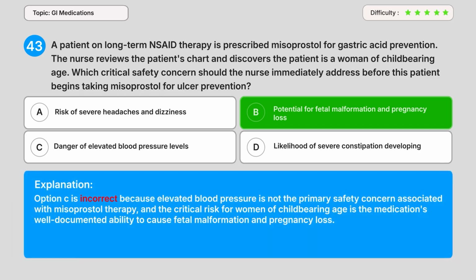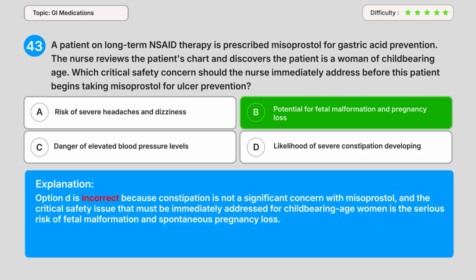Option C is incorrect because elevated blood pressure is not the primary safety concern associated with misoprostol therapy, and the critical risk for women of childbearing age is the medication's well-documented ability to cause fetal malformation and pregnancy loss. Option D is incorrect because constipation is not a significant concern with misoprostol, and the critical safety issue that must be immediately addressed for childbearing age women is the serious risk of fetal malformation and spontaneous pregnancy loss.